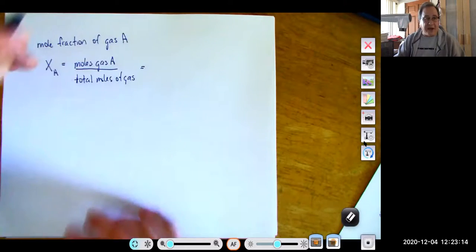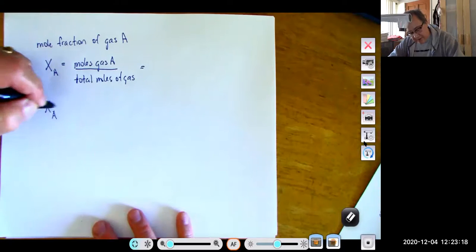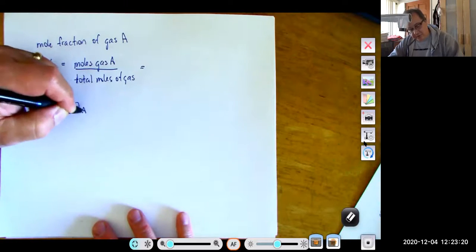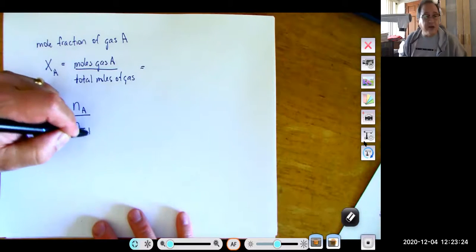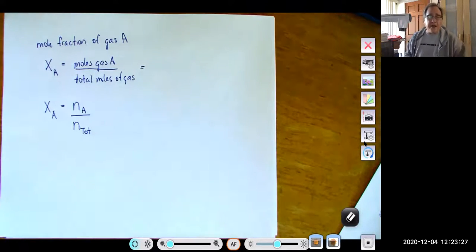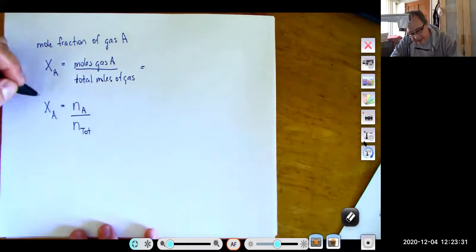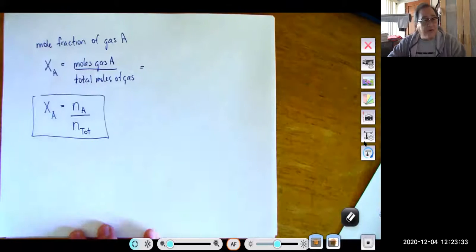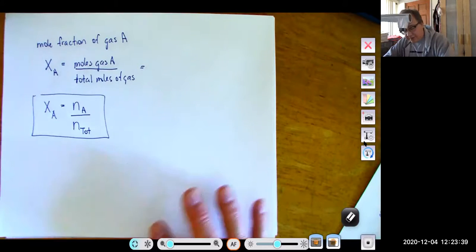Now that's a lot to write. So here's the way it's written in the book. N sub A is the moles of gas A, and N sub TOT, they usually write TOT for total rather than just T. And this is the way to calculate the mole fraction of gas A. Okay? Now, I want to point out something to you here.